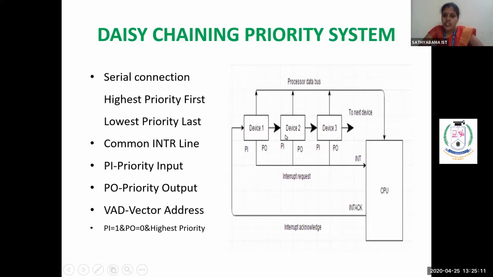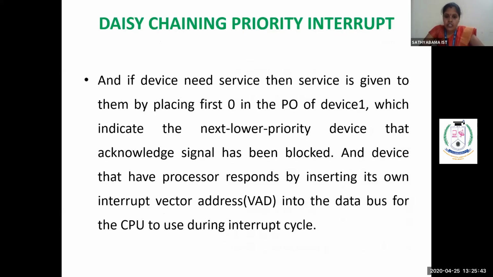If device 2 also has not given an interrupt request to the CPU, it moves on to device 3. So PO becomes 1. Then device 3 will be checked. Same thing: if it is sending the interrupt, it goes through the VAD line. If it's not sending, then what will happen? The next device, device 4 or device 5, it will move on. So, understood how this interrupt will be serviced? I think yes. We'll go to the slide now.